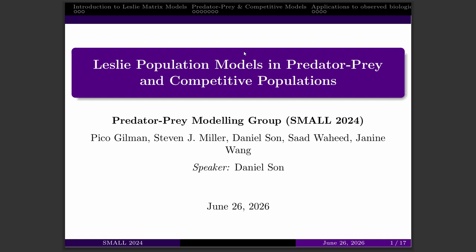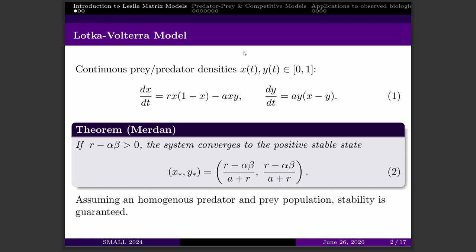My name is Daniel Sun, and today I'll be talking about Leslie population models and predator-prey and competitive populations. This work was done in Small Math Research 2024 with my co-authors Pico, Saad, Janine, and Professor Miller.